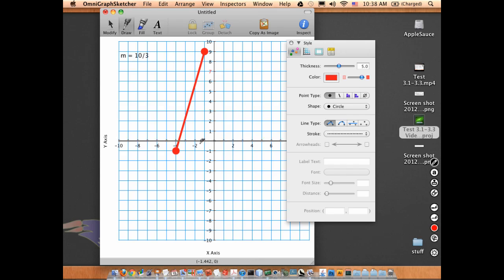So let's look at this. I'm going to start here. I'm going to calculate the rise. Listen up, please. I'm going to rise up 10 units. So we start here, rise up 10 units. So we're good there. And then I run over 3 units. So you're absolutely correct. The slope is 10/3. Good job. You got it.